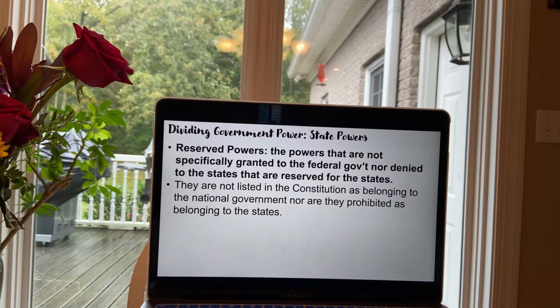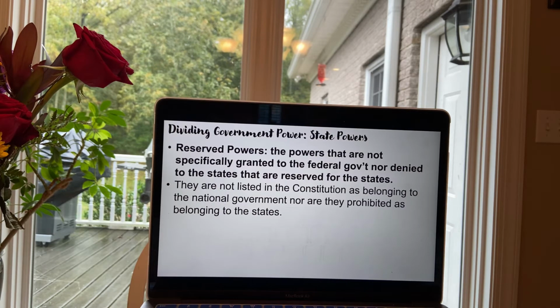Let's start over. Reserved powers are the powers that are given to the states, and these are the powers that are not given specifically to the federal government, and they are not denied as being state powers, so they are automatically the state's powers, if that makes sense.